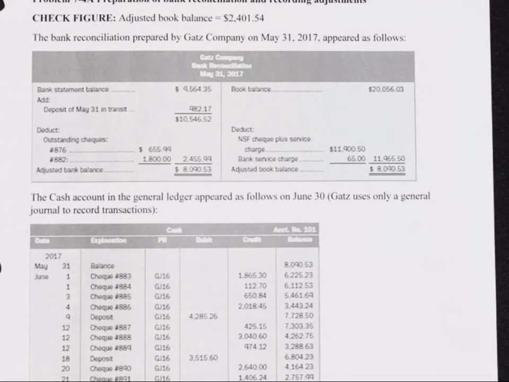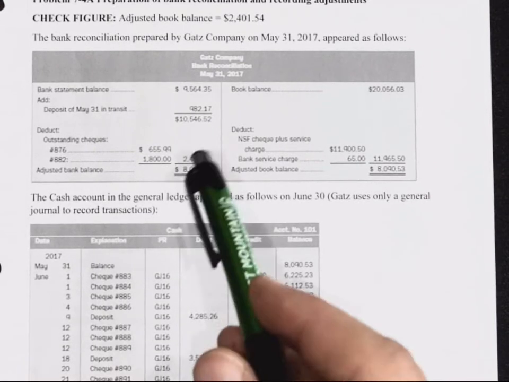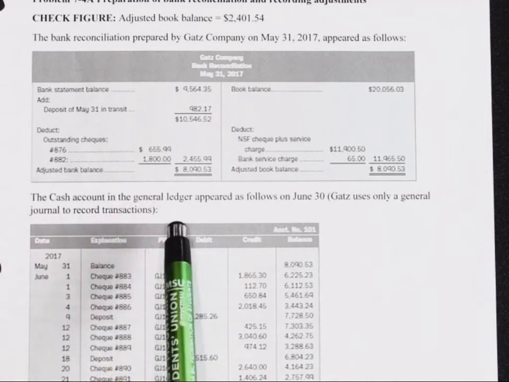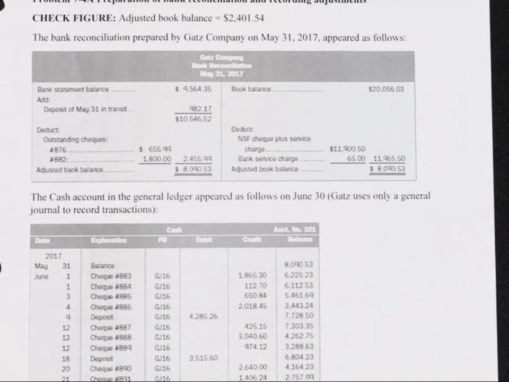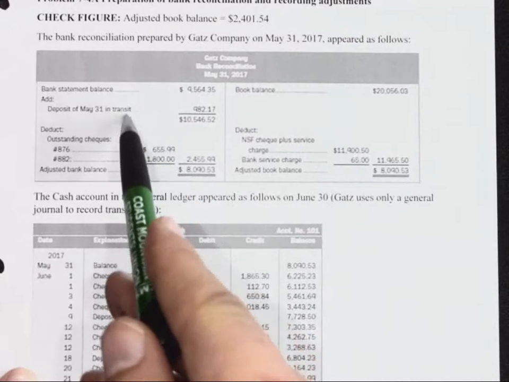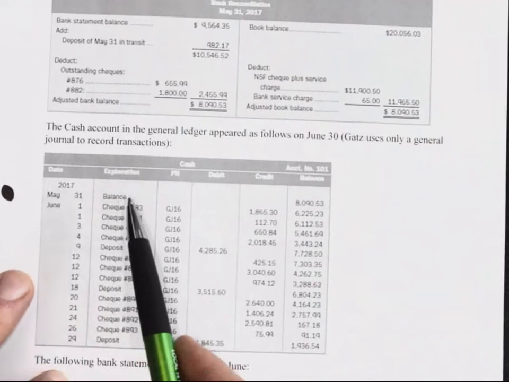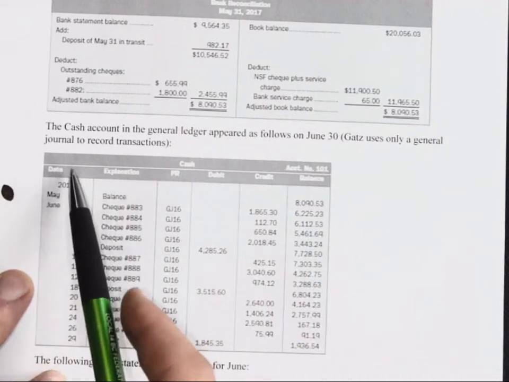The bank reconciliation prepared by Gat's company on May 31st appears as follows. The cash account in the general ledger appeared as follows on June 30th. So we have our first bank rec. This is from the last month. We've got our general ledger.